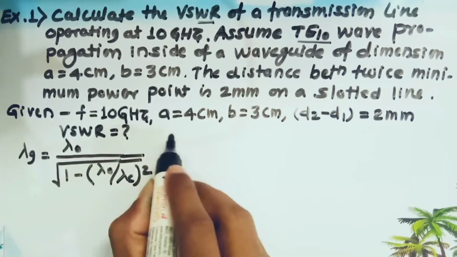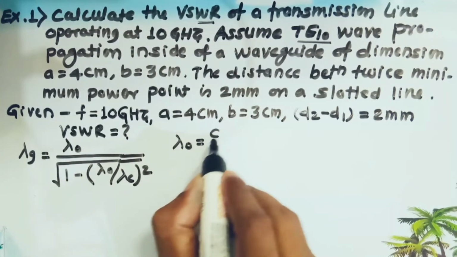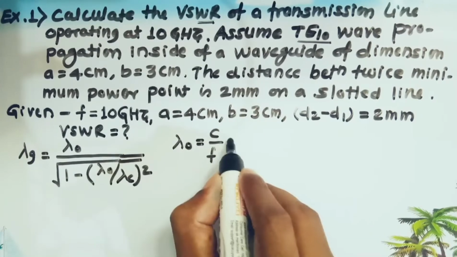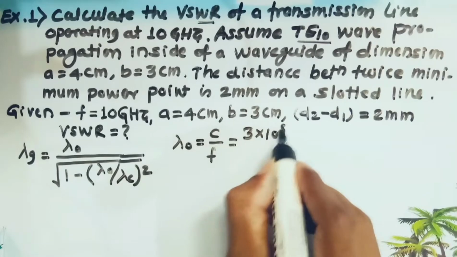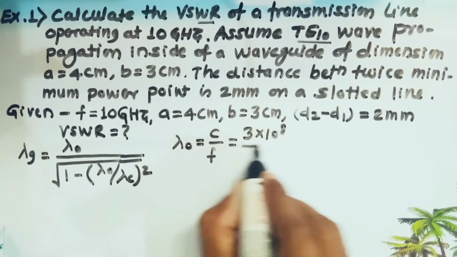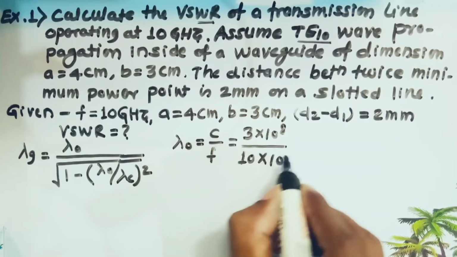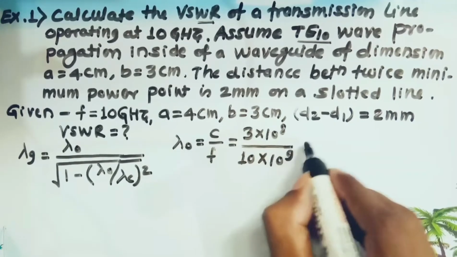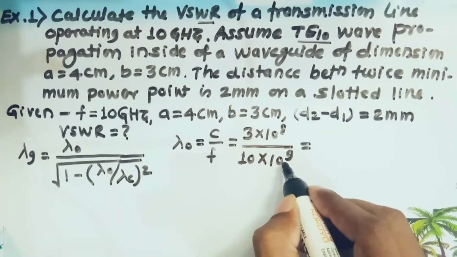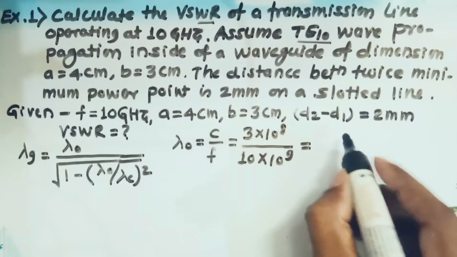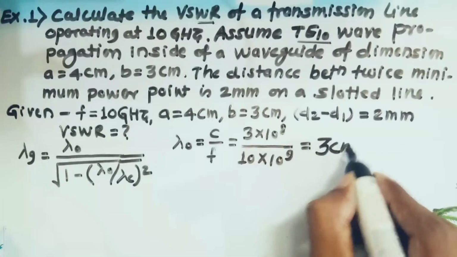So what is lambda 0? Lambda 0 is the free space wavelength, given as c divided by f. The c value is 3 into 10 raised to power 8, the speed of light in meters per second, divided by the operating frequency, that is 10 into 10 raised to power 9. So this comes out to be 3 divided by 100, that is 0.03 meter. We can directly write it in centimeters, that is 3 centimeters.